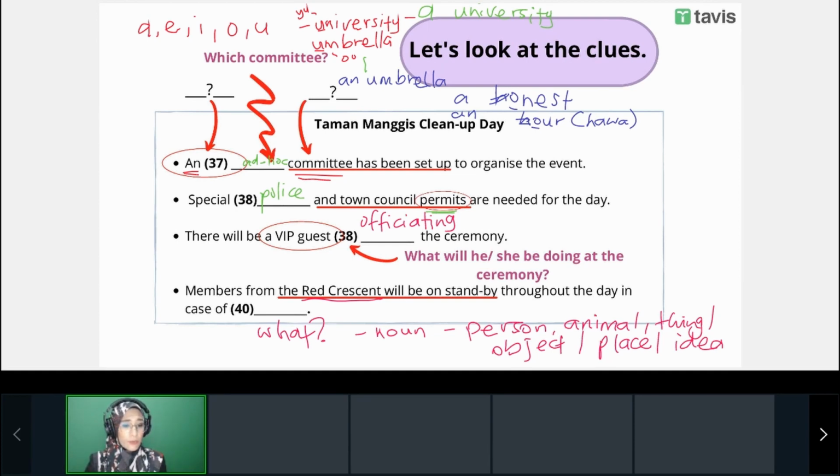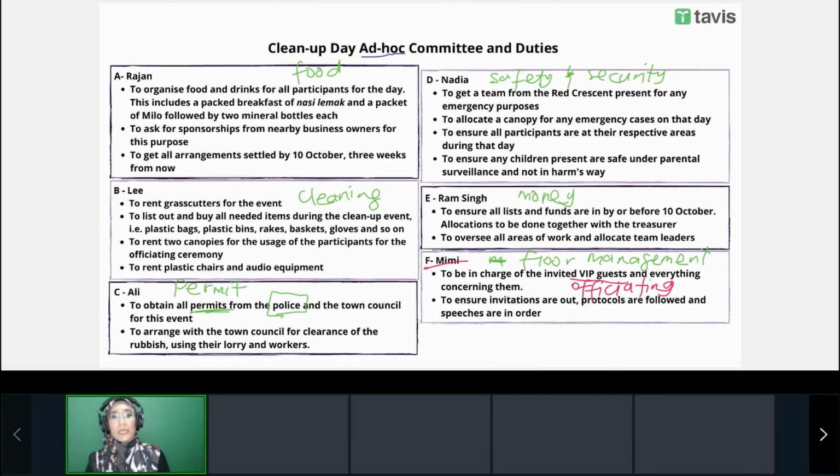So what are they doing? We know that Red Crescent in Malay is bulan sabit merah, right? And what do they do? They look after patients, right? But for what cases? I already told you the clue. For what cases? So let's see. Who is in charge of safety and security? It's Nadia, right? So you can see the clue given here, Red Crescent.